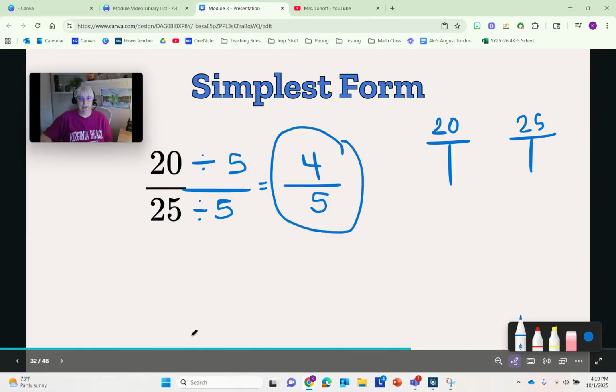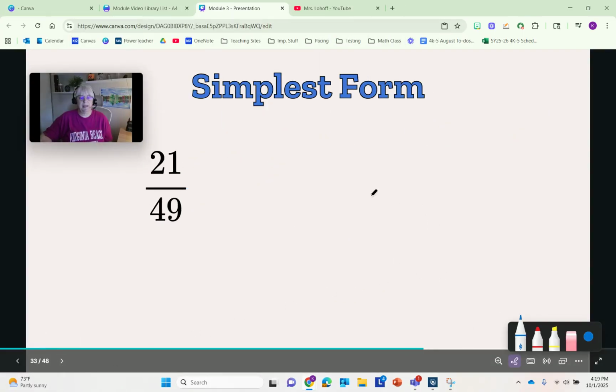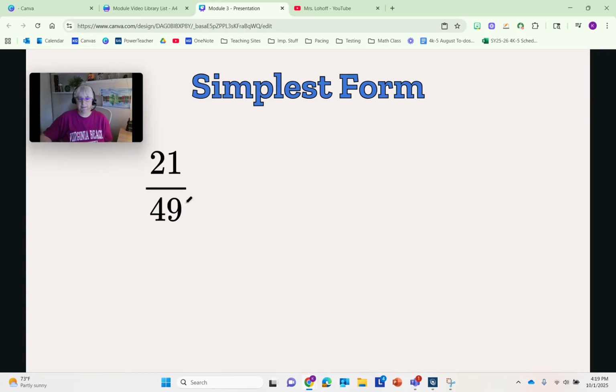Let me do another example. 21/49. I can look at my multiplication chart to see if I can find the numbers 21 and 49, and I can find they have a common factor of 7. So if I divide the numerator by 7, I have to do the same thing to the denominator. 21 divided by 7 is 3. 49 divided by 7 is 7.